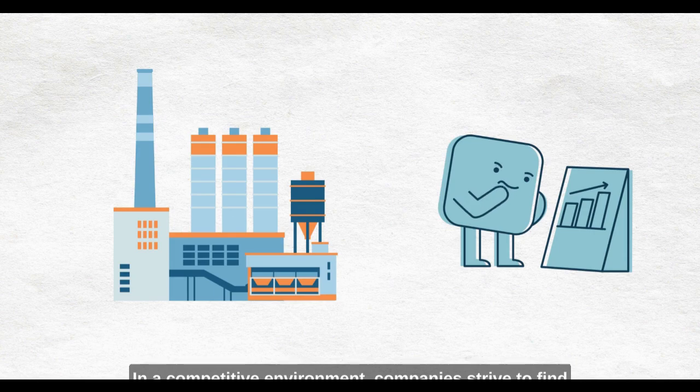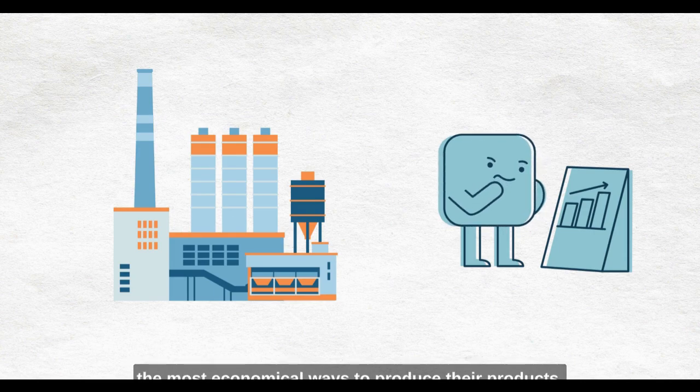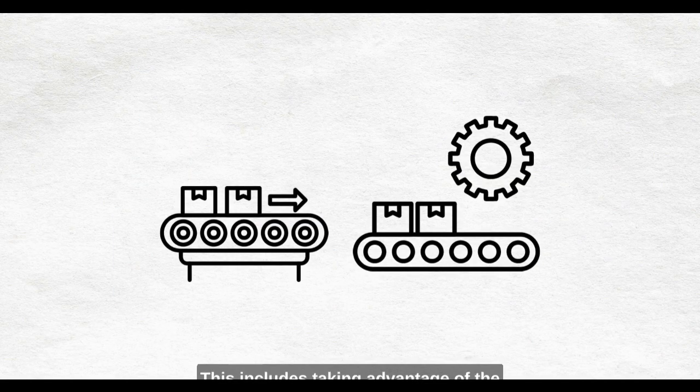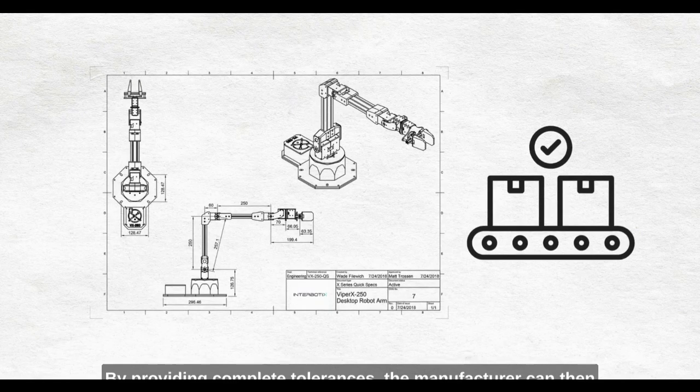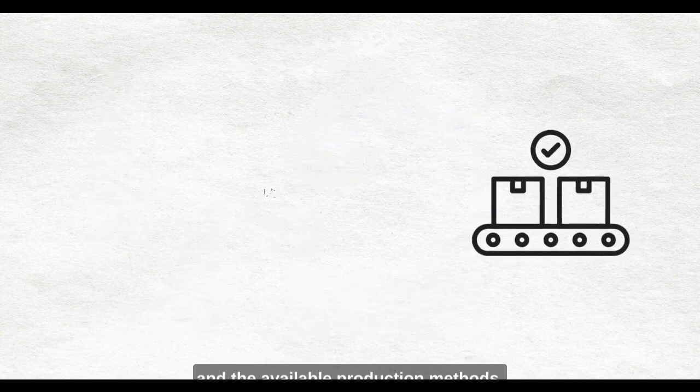In a competitive environment, companies strive to find the most economical ways to produce their products. This includes taking advantage of the latest advancements in technology and techniques. To do this effectively, the drawing tolerances must specify all the properties of the workpiece, such as size, shape, orientation, and location. By providing complete tolerances, the manufacturer can then select the most cost-effective production method based on factors like the number of pieces needed and the available production methods.